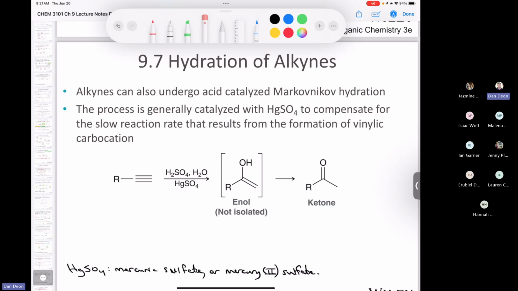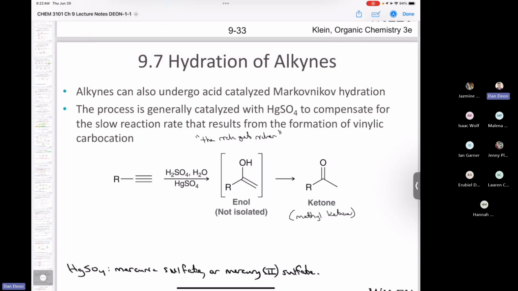So you still follow the rules. The rich get richer, okay? So you still follow the rich get richer, but when you draw the product, what do you end up with? Now you have 2 protons here, and you have the hydroxyl here. So you see that that's an enol, and we know that enols are not stable. They undergo tautomerization, and this one is going to undergo tautomerization to give us a ketone. More specifically, this is what we would call a methyl ketone, right? Because we have a methyl group here. So we call that a methyl ketone. All right. So that's Markovnikov addition of water: we need sulfuric acid and water and mercuric sulfate to promote the reaction.